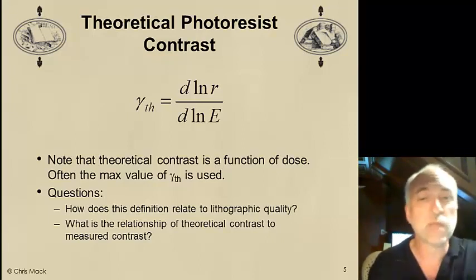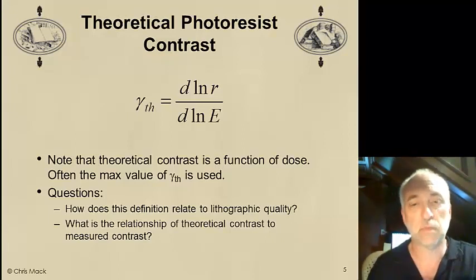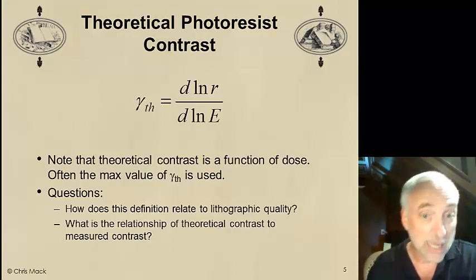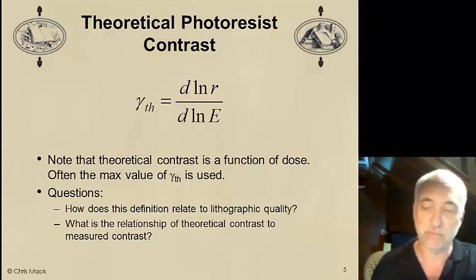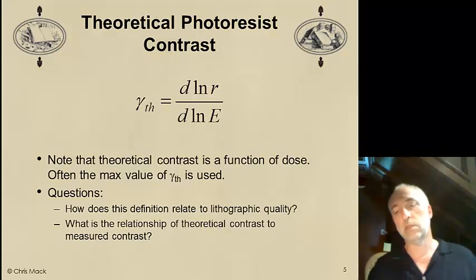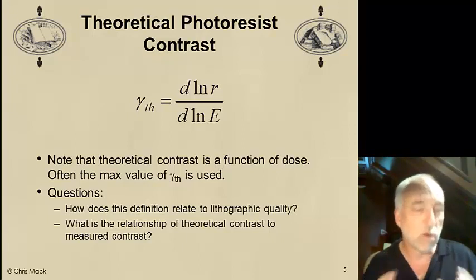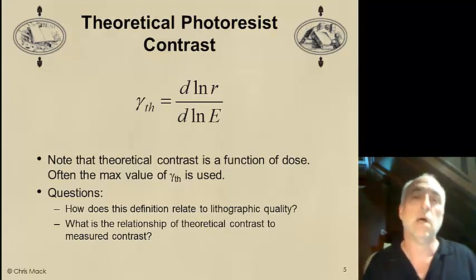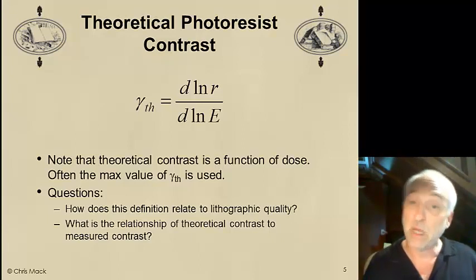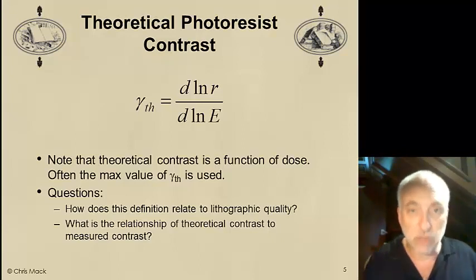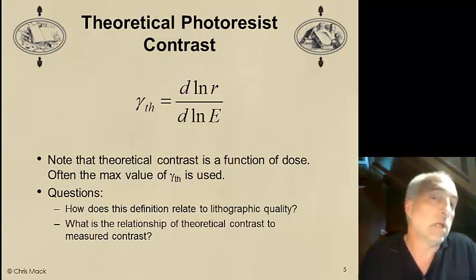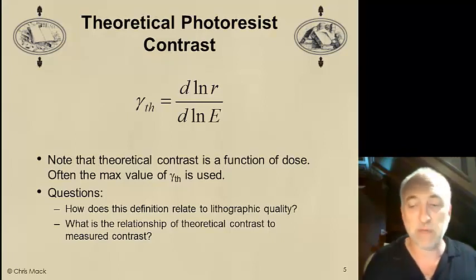My questions are, how does this definition of theoretical contrast relate to lithographic quality, and what is the relationship of theoretical contrast to measured contrast? The first question is quite important, because without a good definition of what we are measuring, what we're extracting as a parameter, we can't relate it to lithographic quality. And without a direct relationship, we don't know that maximizing gamma is the same thing as maximizing lithographic quality.